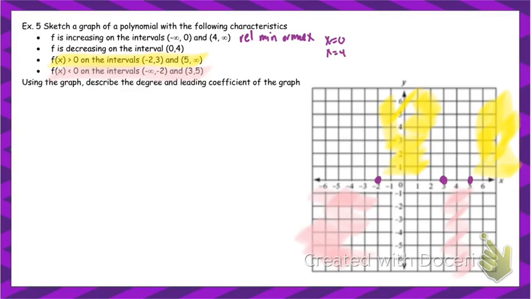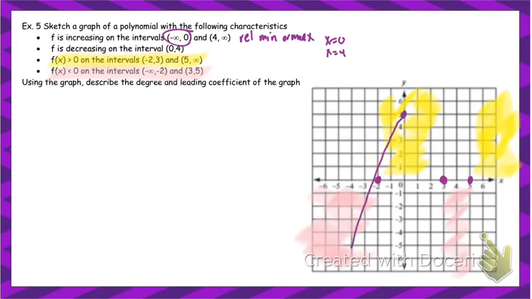So this graph starts off increasing until 0. So it's going to increase until 0 and then stop. So that means that there's a relative min or max at that point. Now, again, the y value of that could be anything. I could put it up here. I could put it down here. It doesn't matter what the y value is as long as it falls in the positive region. So let's just put it right here.